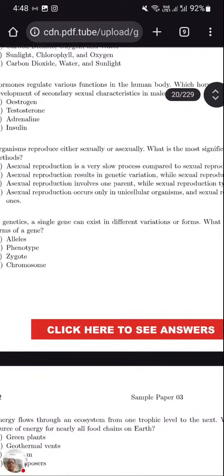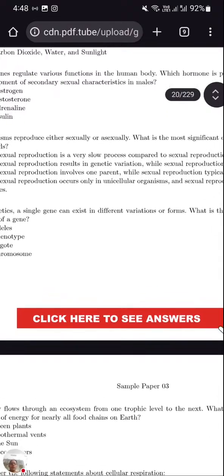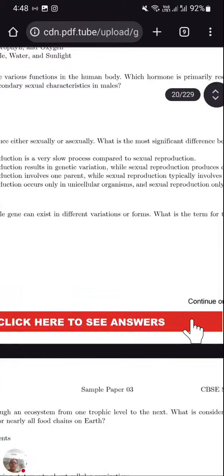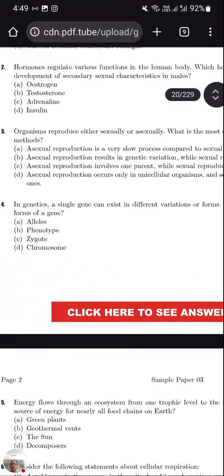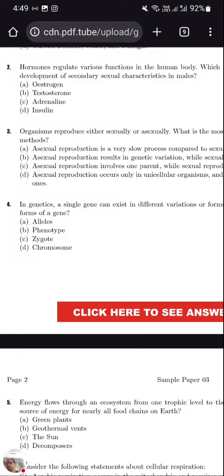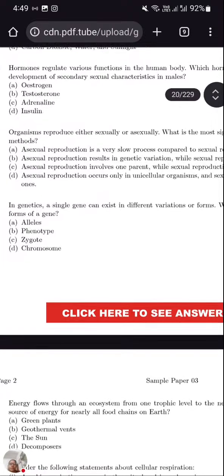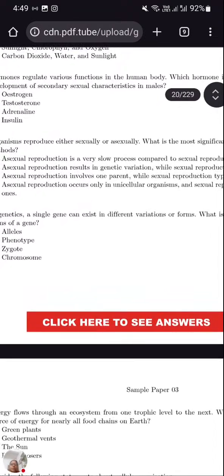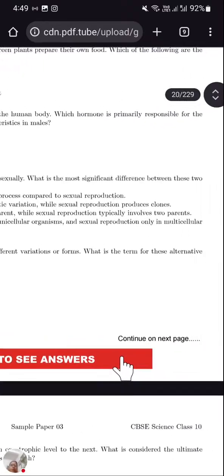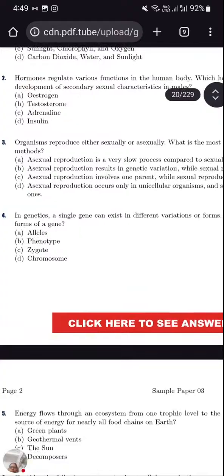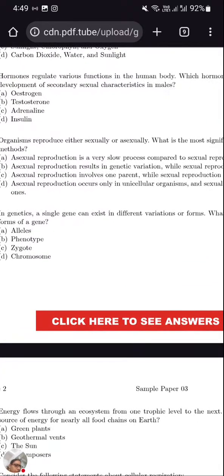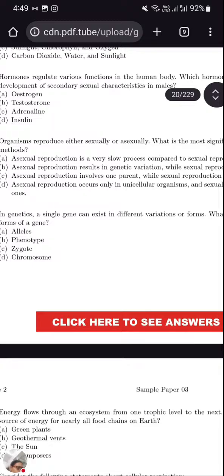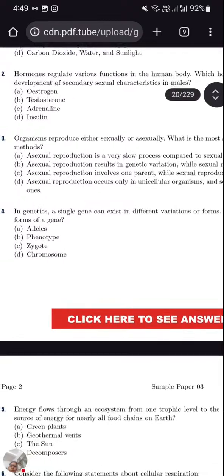Now the third question, organisms reproduce either sexually or asexually. What is the most significant difference between the two? So here two methods are there, sexual reproduction and asexual reproduction. In asexual reproduction there is involvement of only one parent, while sexual reproduction typically involves two parents. So option number C.